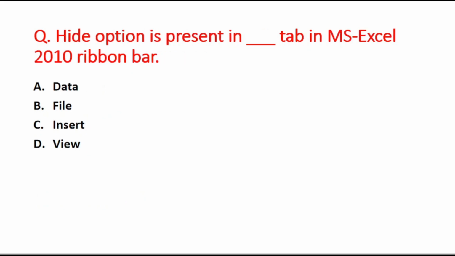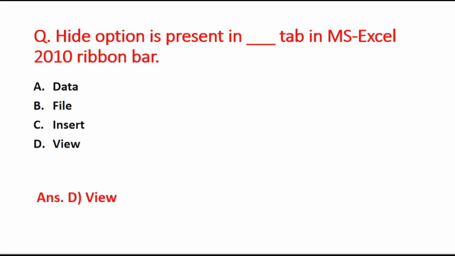Next question is, hide option is present in blank tab in MS Excel 2010 ribbon bar. Your A option is data tab, B option is file, C option is insert tab, and the last option is view tab. So the right answer is option D, that is view tab. Unhide option and the hide option both are present under the view tab in the ribbon bar.